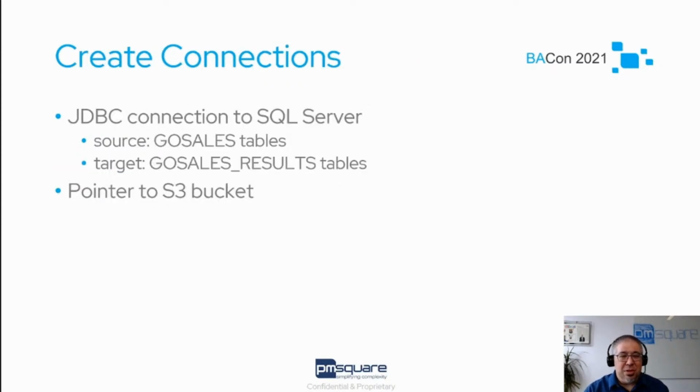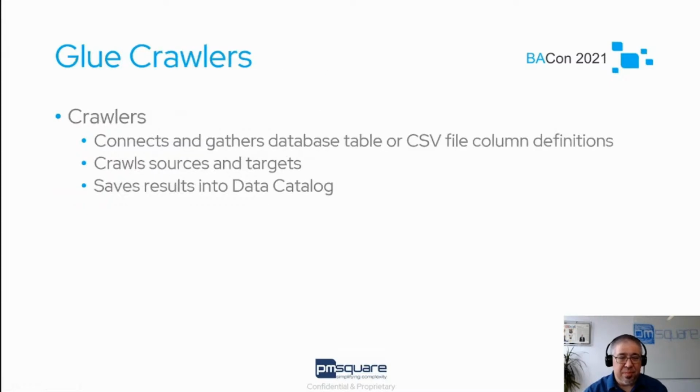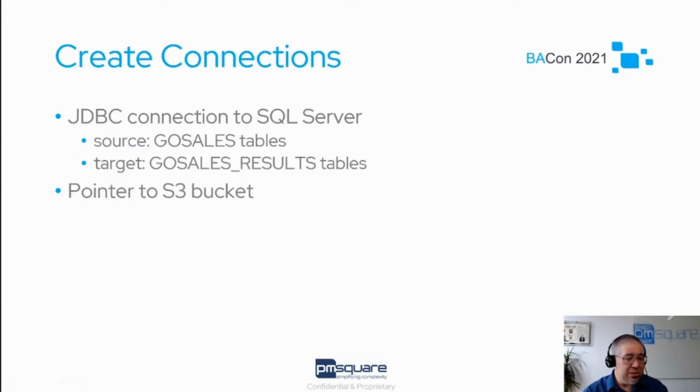So I've already created two JDBC connections, one to the GoSales tables and one to the GoSales results tables, which is where we're going to be storing the results of our ETL. You do not create a connection to the S3 bucket. Your jobs and tables have a pointer to the S3 bucket contained inside them. So let's go and look at the JDBC connections that I've already created.